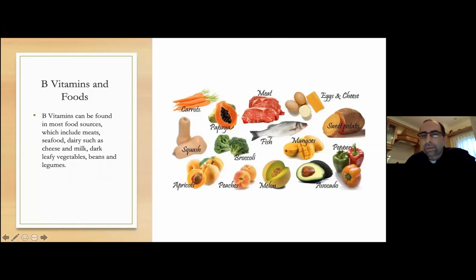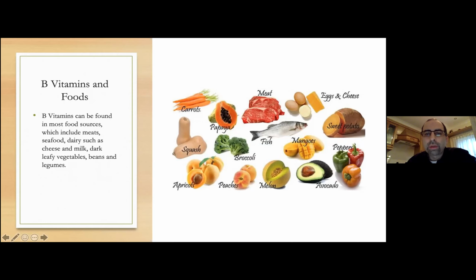I'm sure you're all familiar with these foods. Vitamin B is found in most food sources, which include meats, seafood, dairy products like cheese and milk, leafy vegetables, and beans and legumes.